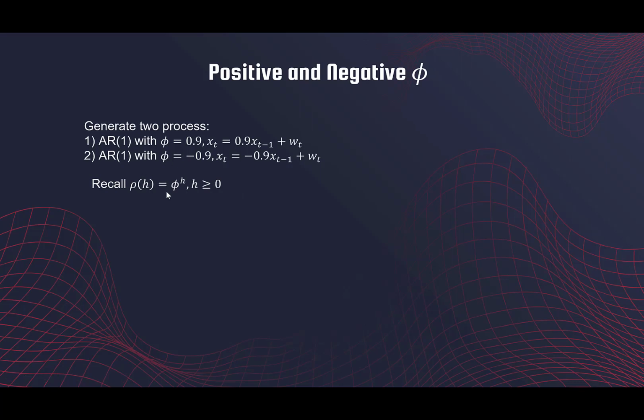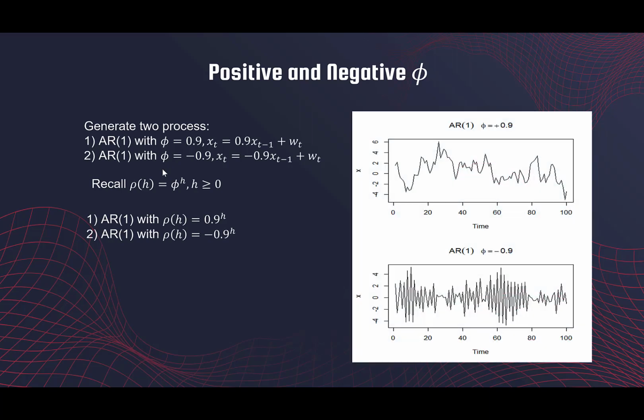So we generate two processes. In the first one, we have an AR(1) model with phi equal to 0.9. In the second one, phi is minus 0.9. If phi is positive, that is 0.9, then all the correlations are positive. If it's minus 0.9, then like we discussed last time, the correlations will swing from positive to negative for successive lags. So we generate this process, and this is how the graph looks.